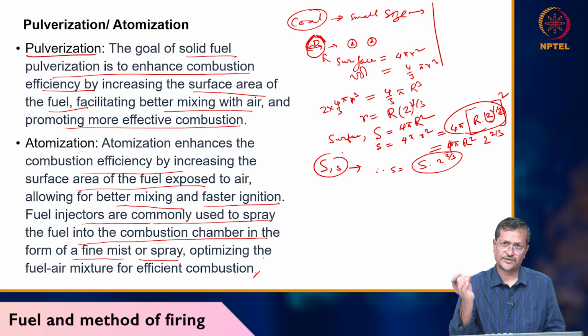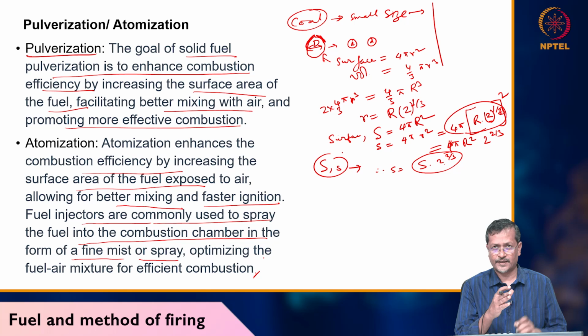Surface area increasing means oxygen interaction will be there. Temperature will rise quickly. Burning will be proper. There is less possibility of producing carbon monoxide, ash or residual carbon, because it may have sufficient oxygen to burn completely.